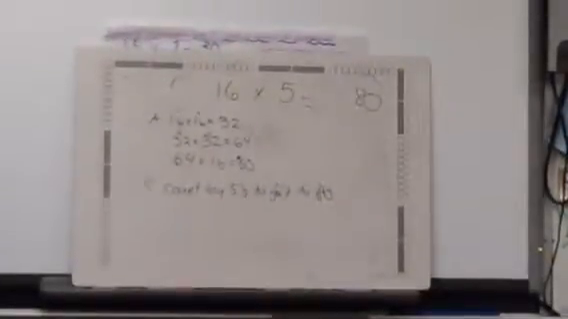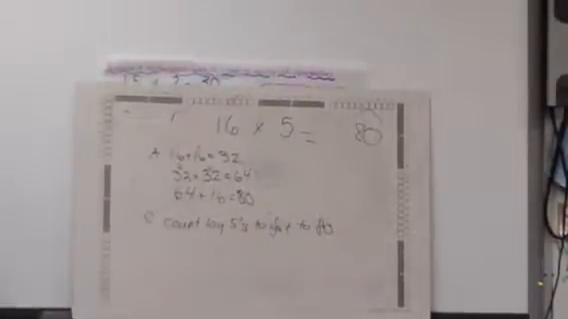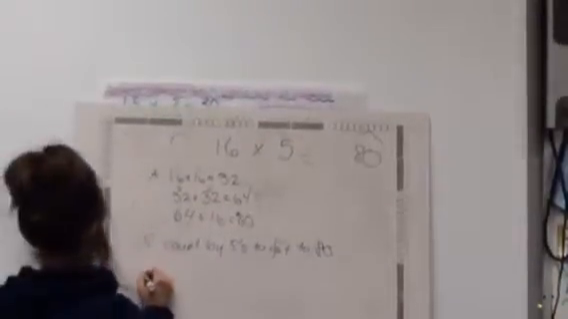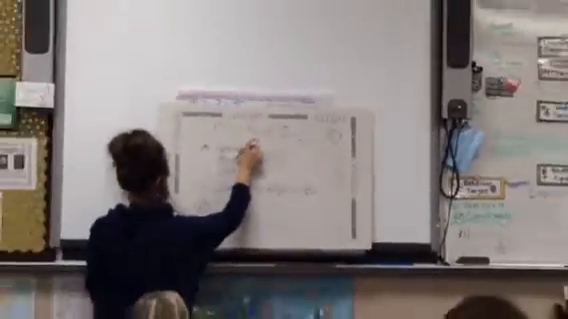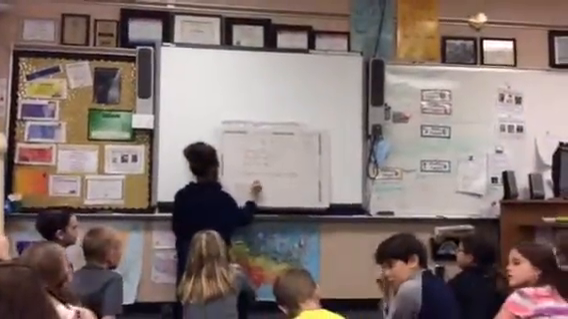Ryder. What I did was I took away the 6 from 16, and then I had 50 from the 10s. Okay, hold on. Okay, so you took away the 6 from 16. So now how much do you have left here? And I have 10, but then 10 times 5 is 50.